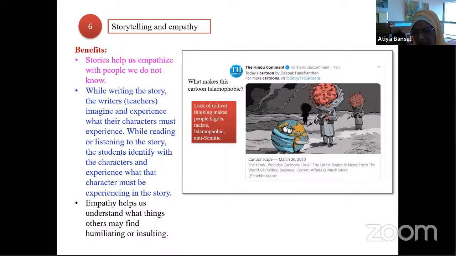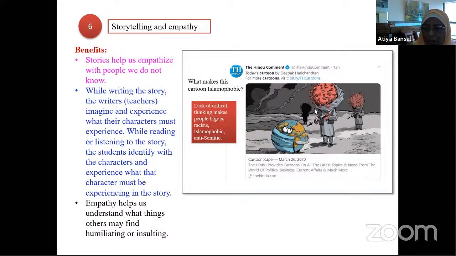All over the world, not only in India, people have become so racist now. They try to find something to other people, like you are not among us. Now, if we teach critical thinking, the student can understand what is wrong with it, but that will not make them non-racist. What can help them? The stories help us empathize with people we do not know. So we can tell them stories.